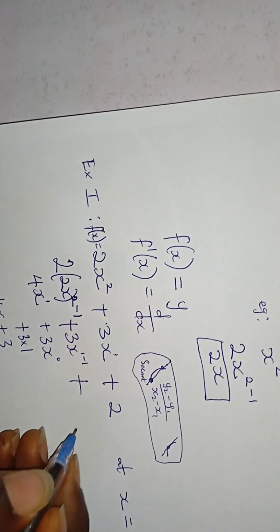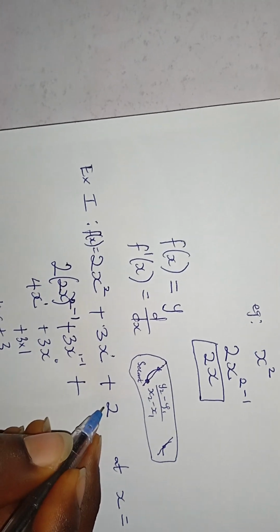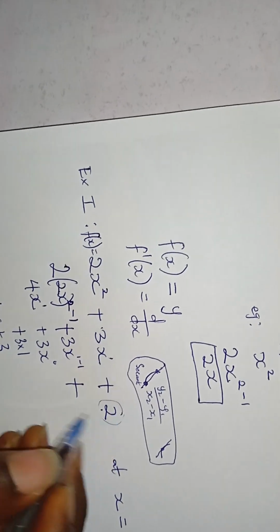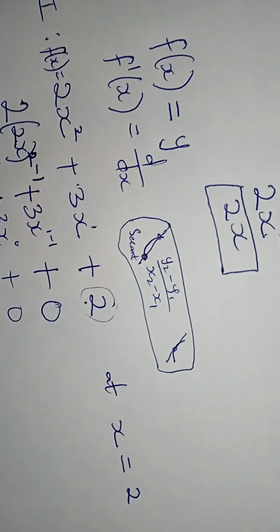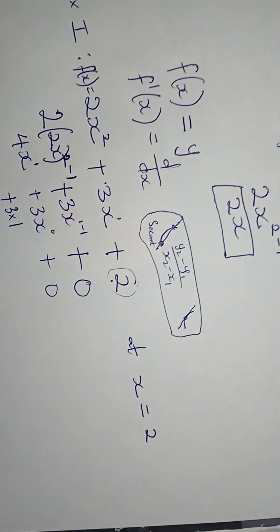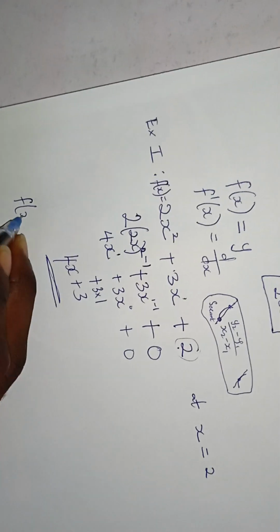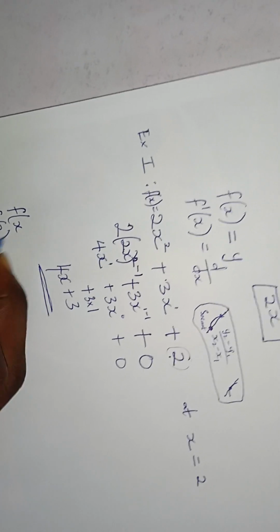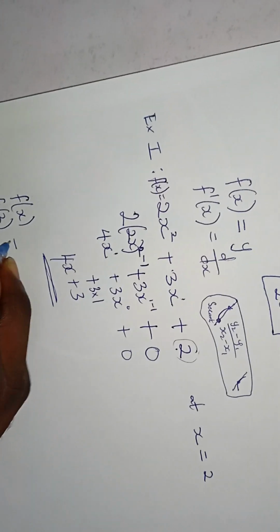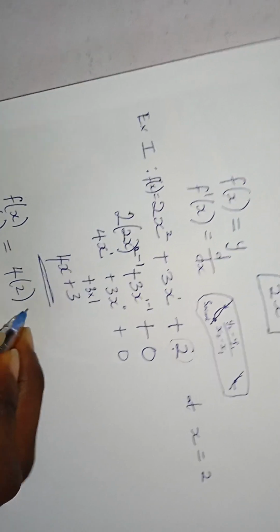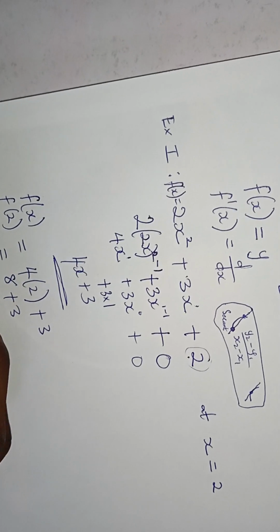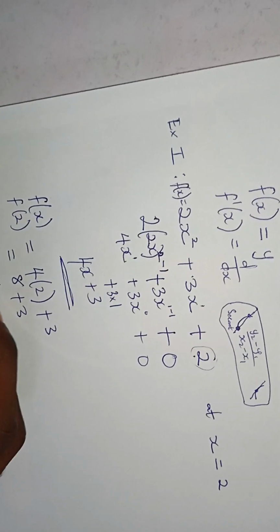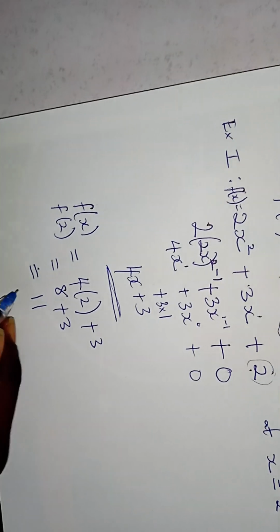Now, the derivative of a constant, just note it. Anytime you see a number, the derivative is just 0. So it's nothing. So our final answer is this, 4x plus 3. But look at the question. The question said at x equals to 2. That means that f of x, as x is 2, is the same thing as 4 into 2 plus 3. So this is now the same thing as 8 plus 3. And if you check it, this is the same thing as 11. This is our answer.